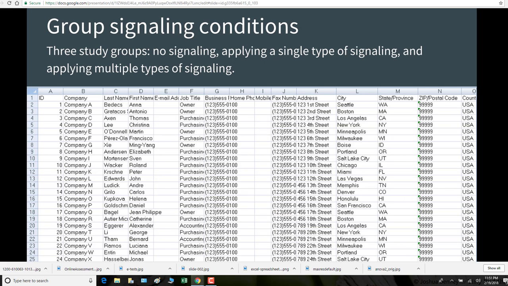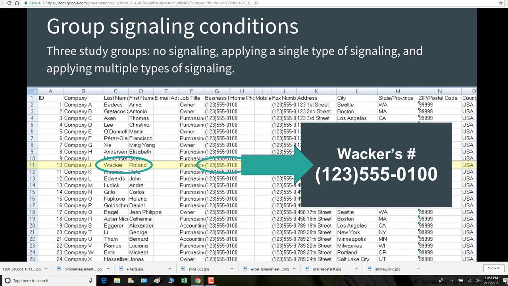Let's look at an example of some screen captures. On the screen right now would be no signaling. That second group would be represented by a single type of signaling, such as this screen capture, where the line with Roland Wacker is highlighted, and it draws the learner's attention. The third group would be represented by applying multiple types of signaling, where not only do we highlight Roland Wacker, we circle him. Then we circle the phone number because that's what information we're interested in, and then we also enlarge that data. So that's an example of the application of the three types of signaling as used in this study.